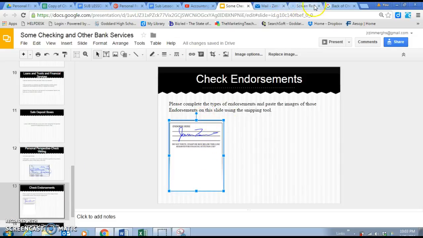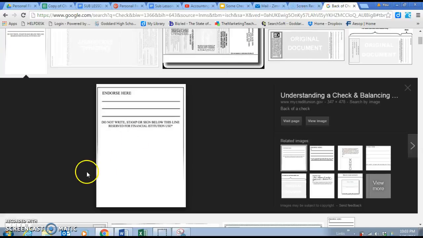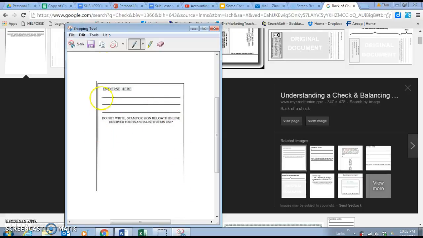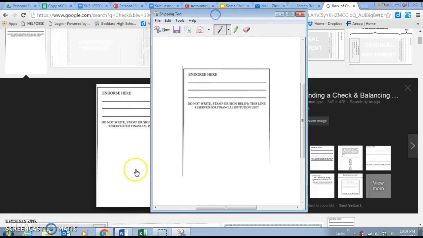I'm going to go back to that same check, the back of the check, and I also want to do a restrictive endorsement. So I'm going to do another screen snip. I'm going to go new, snip this again, and this time we want to do a restrictive endorsement. For your restrictive endorsement, you're going to want to put for deposit only. Typically there's a stamp or something like that that you can get from a business that would say for deposit only, and that would actually allow it to only be deposited by that person in particular. So I want you to put for deposit only on your check.